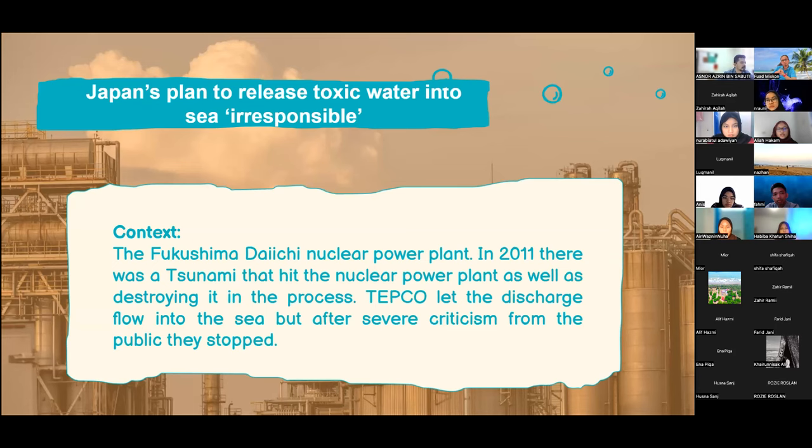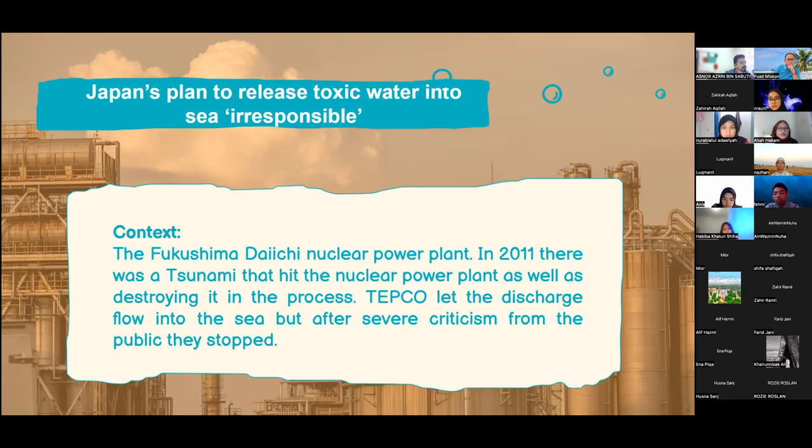Before tragedy struck them, Japan had already decided to dump its radioactive discharge into the ocean, as they had already excavated the seabed so it could act as a pathway for the discharge to go through. Then in 2011, a tsunami caused by an earthquake hit the nuclear power plant, destroying it in the process. Now, there's a company in Japan called the Tokyo Electric Power Company. They just let the radioactive discharge flow into the sea.